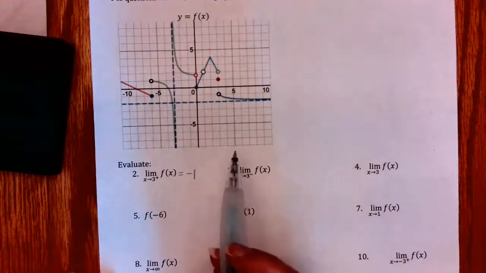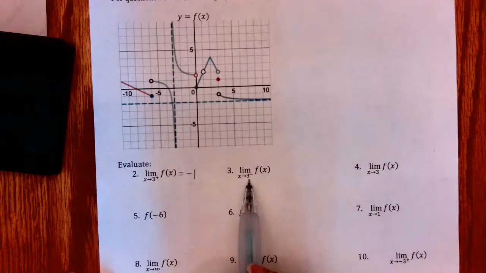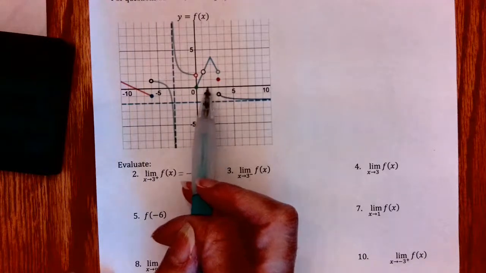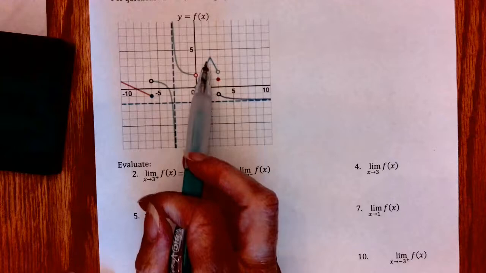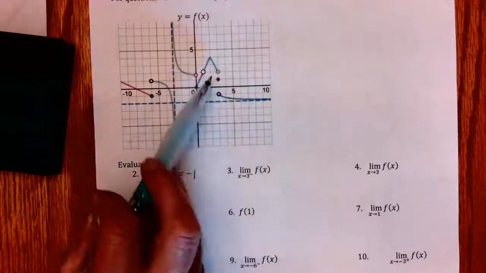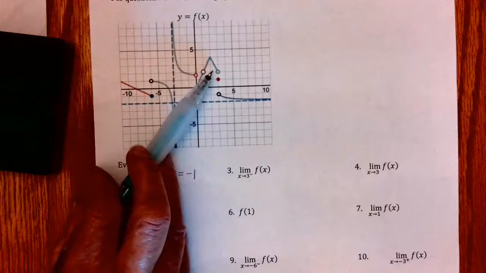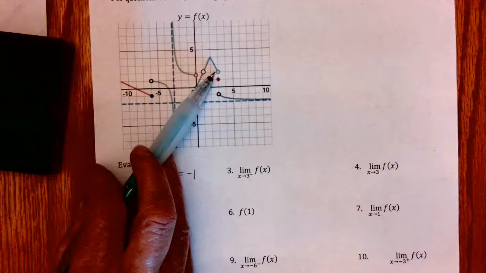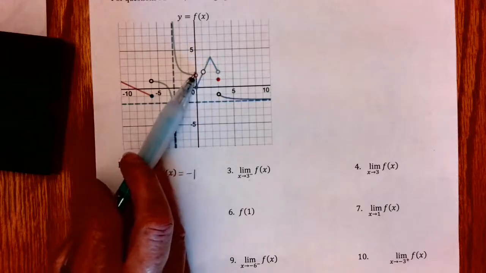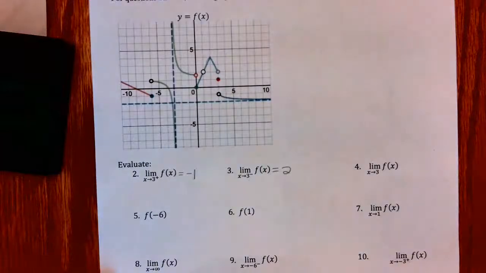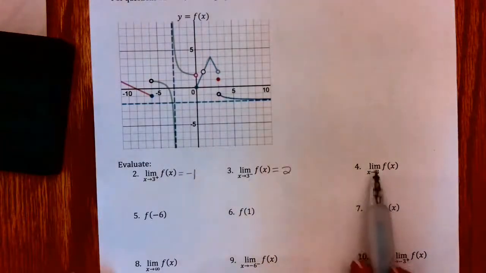Then I want to go back and look at 3 again, this time from the left. I go to 3, go to the left, jump onto the curve, and follow that curve towards the x value of 3. When I'm lined up at 3, I can see that the height I'm approaching is a height of 2. This limit is 2.